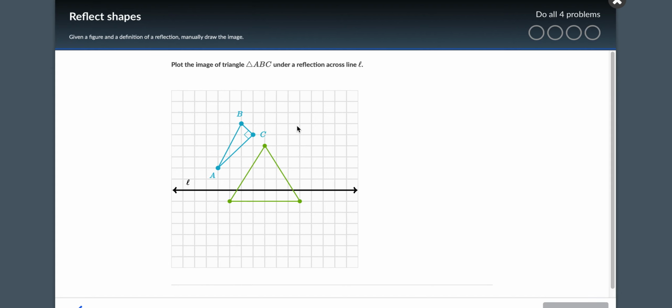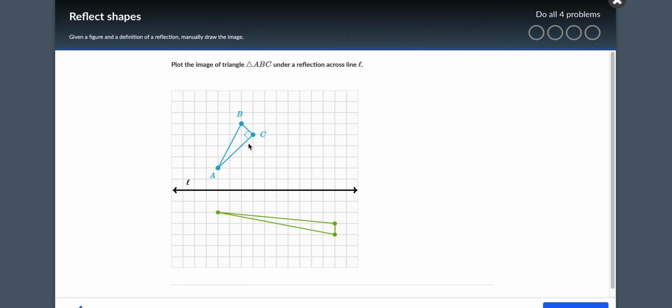Alright, so let's get into some example problems. So I'm just going to move this out of the way for now. So to get A, it takes 2 squares to get to this line. So you count another 1, 2 squares after it, and that's where it'll go.